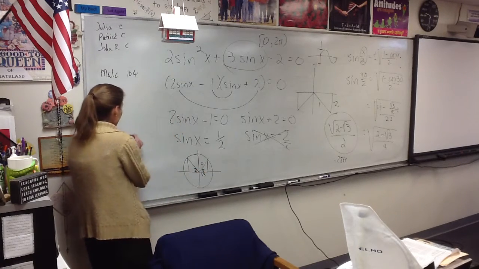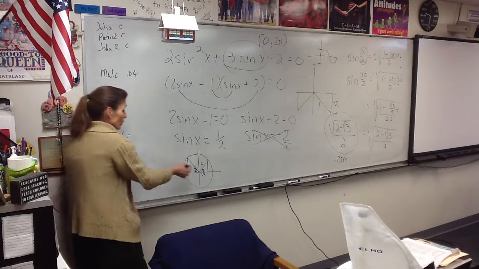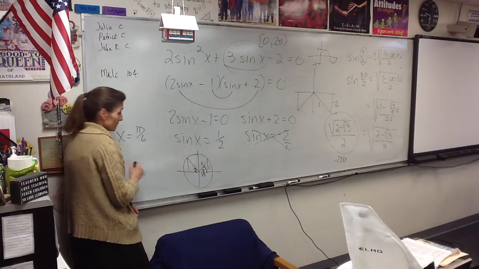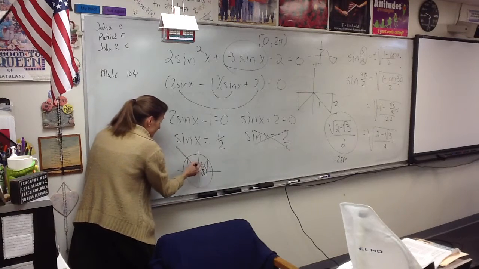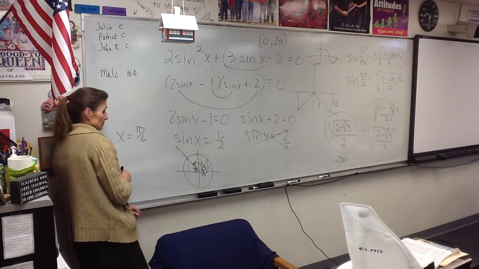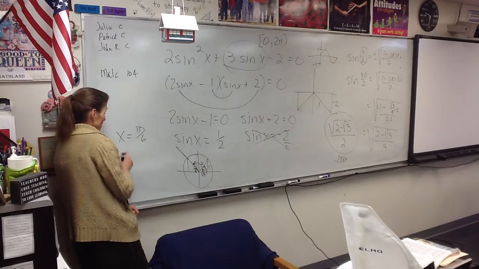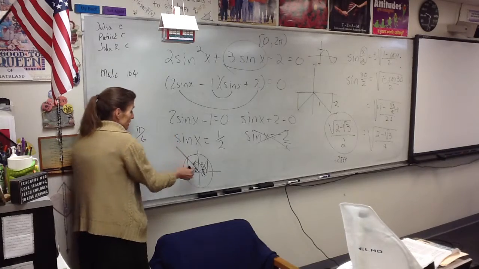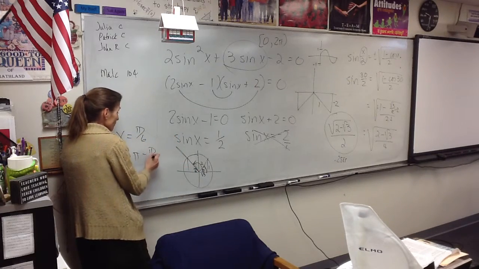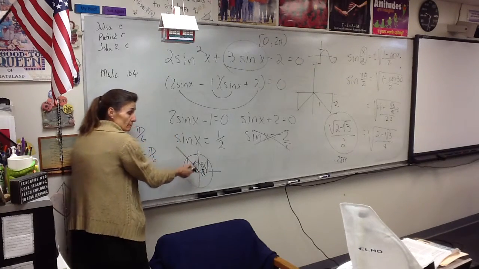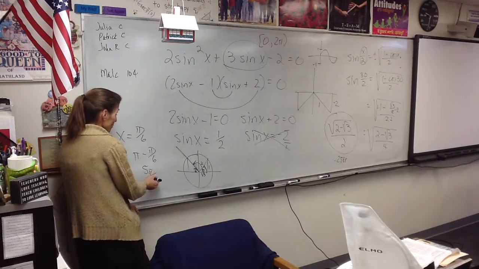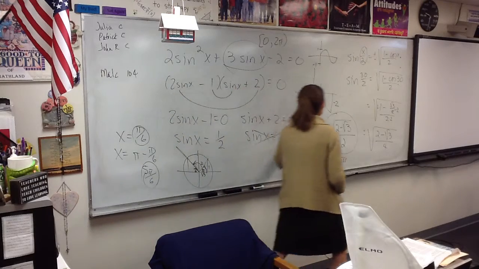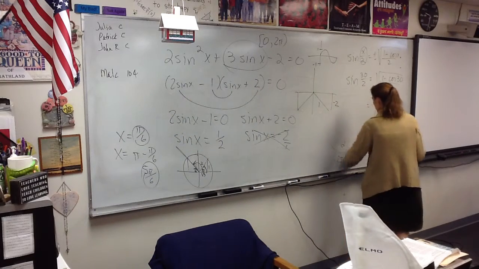So what are my answers to the problem? One of them would actually be pi over 6. This is the other one. How big is that angle? That angle is 150. It'd be pi minus pi over 6, which is 5 pi over 6. So your answers are pi over 6 and 5 pi over 6.